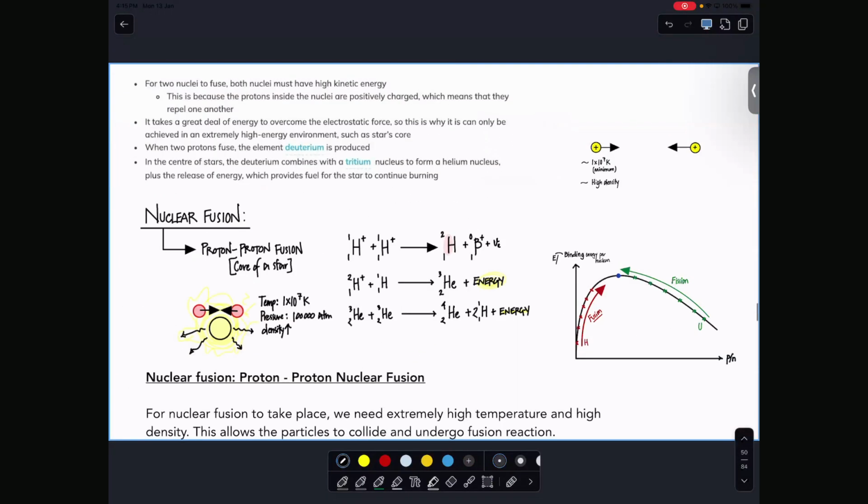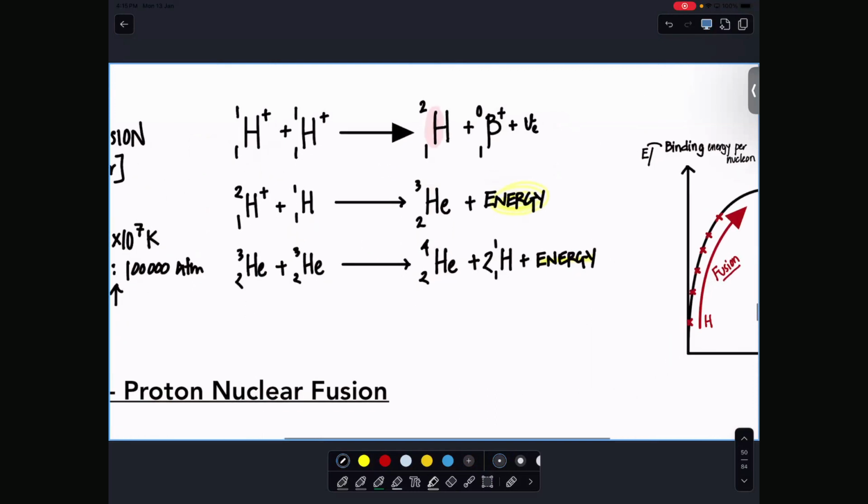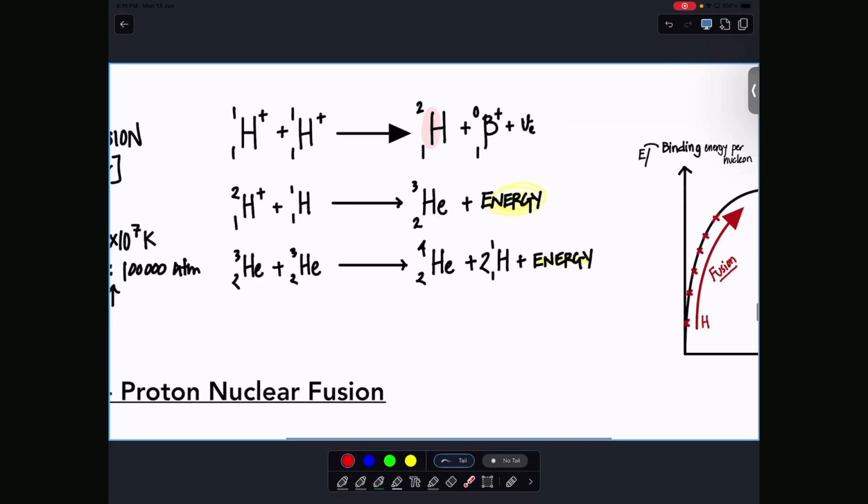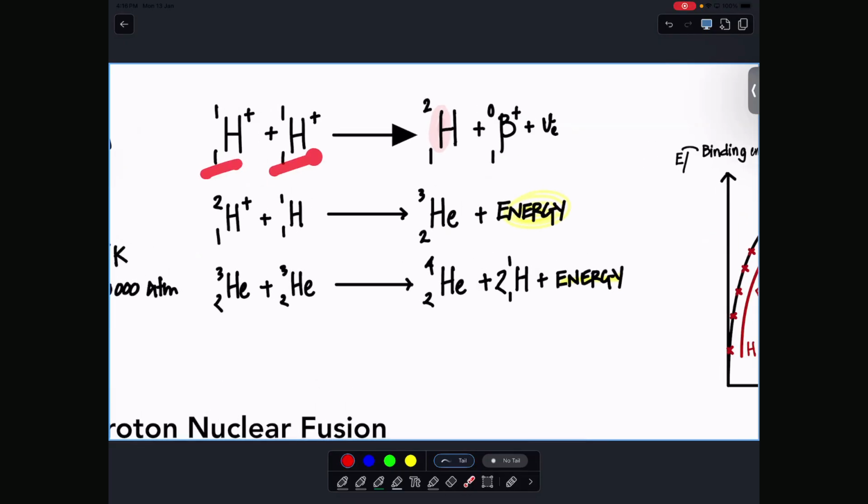Now, let me bust a myth here, because there's a confusion out there. Students think that in our sun, hydrogen and hydrogen fuse together and they form helium and they produce energy. That is not entirely true. That's partly true. Now see what happens. So when a hydrogen and a hydrogen fuse together, they don't form helium right away. They form this. What is this? Deuterium. It's an isotope of hydrogen.